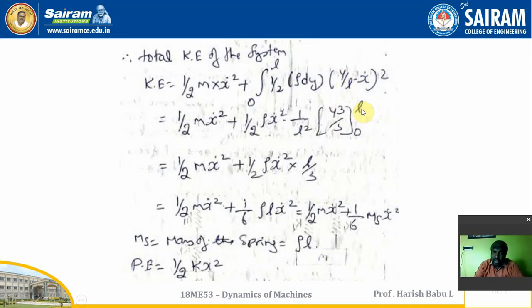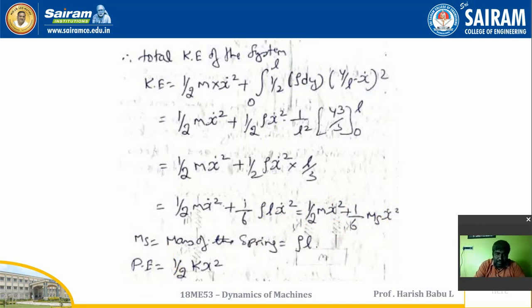By applying the upper limit L, I get L cubed by 3. L squared and L cubed cancel, leaving L by 3. So the overall equation is half m x dot squared plus 1 by 6 rho L x dot squared. I replace the length and density with ms, that is the mass of the spring, as a constant. So I get half m x dot squared plus 1 by 6 ms x dot squared. This is the total kinetic energy of the system when we take the mass of the spring into consideration.